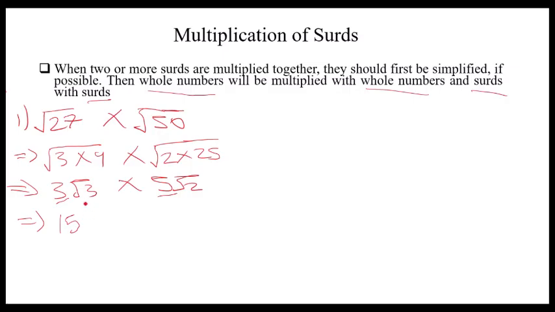Then the surd will multiply with the surd, right? 3 times 2 is what? 6. So put the roots. 15 root 6. Do you understand? When you try this on your calculator, you will see that the answer is going to give us this.